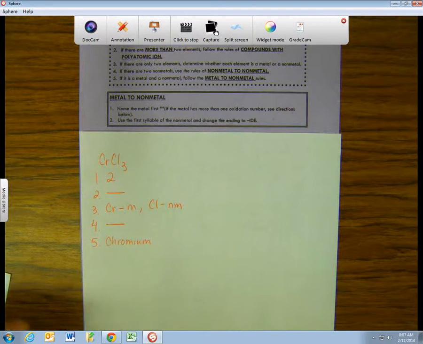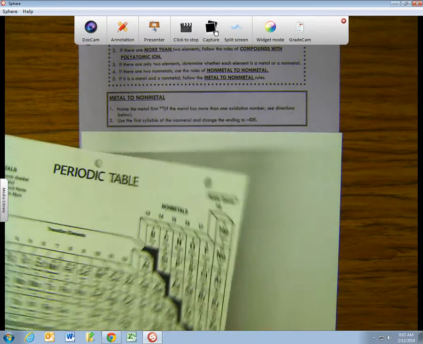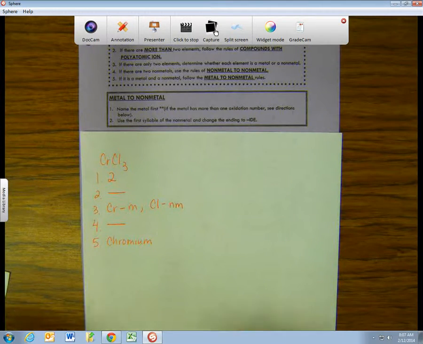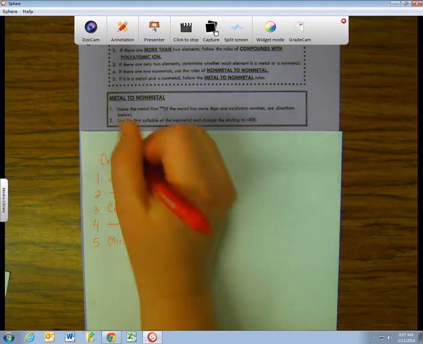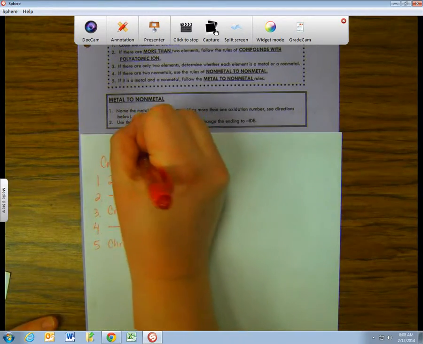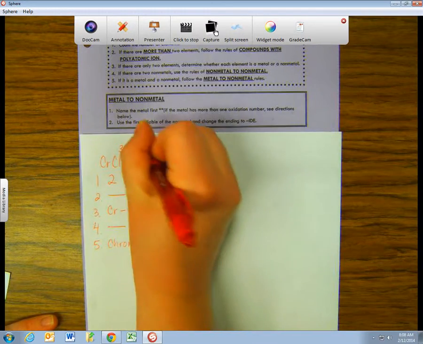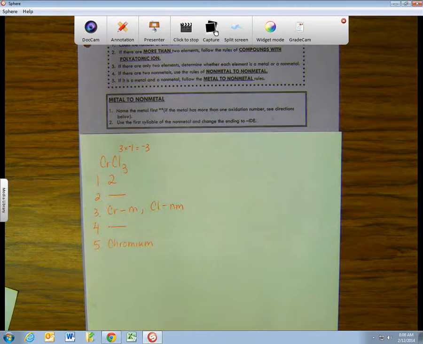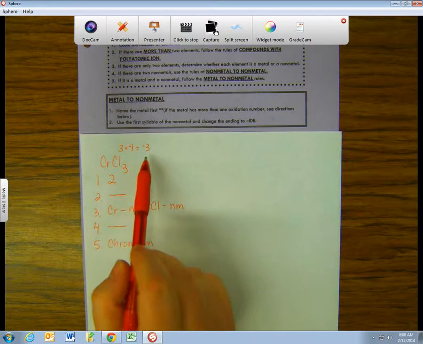So I'm going to do a little math. See, science and math are interrelated. Isn't that awesome? Okay, so I have 3 chlorines right here. So I'm going to put 3 times -1, or negative 1, you could say it either way, equals a total of -3 coming from chlorine. Now because compounds like to be balanced, I need the opposite charge coming from chromium. So if I have -3 coming from chlorine, I need +3 coming from chromium.